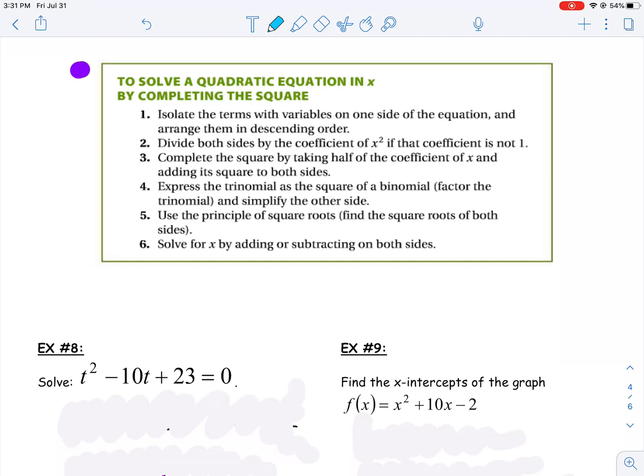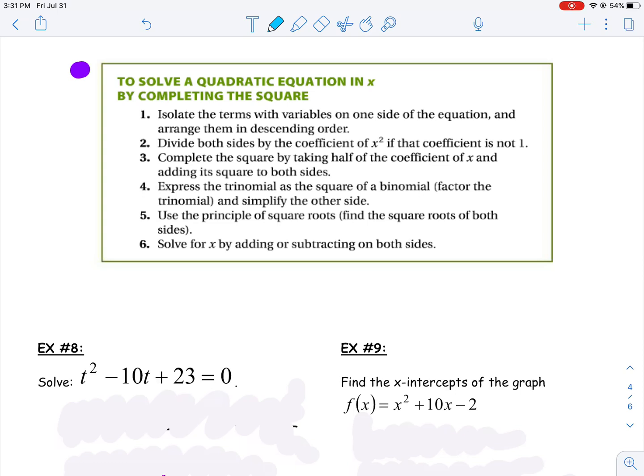All right, in this video, we're going to do a couple examples of solving a quadratic equation using completing the square. Step number one when completing the square is you want to isolate the terms with variables on one side of the equation and arrange them in descending order. You want your x squared, then your x on the same side, and then everything else over to the other side. A little bit different than when we actually factored, right?